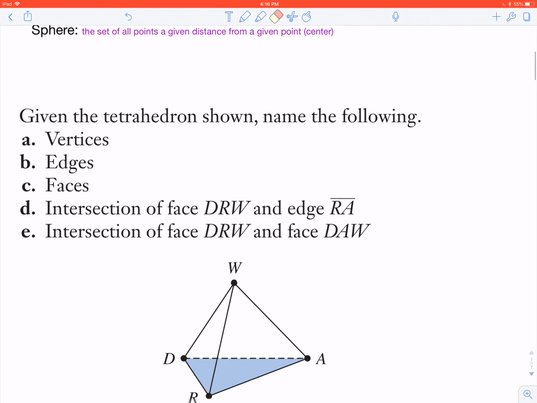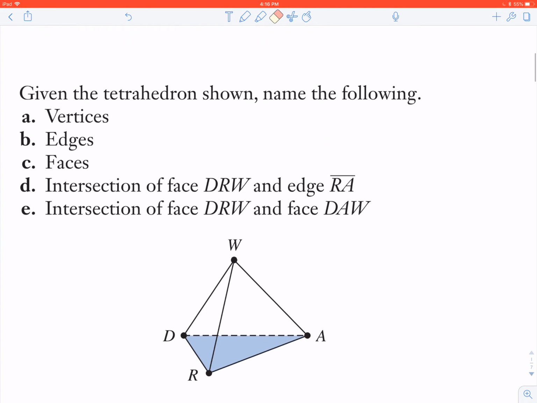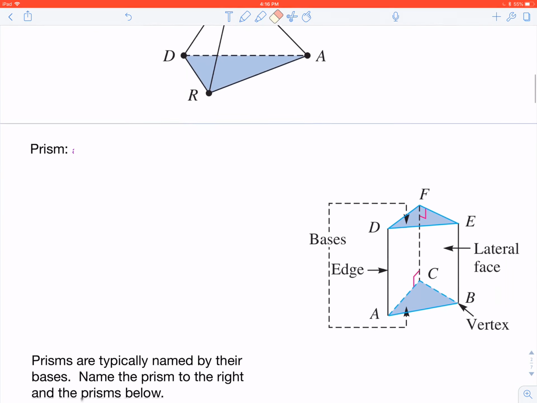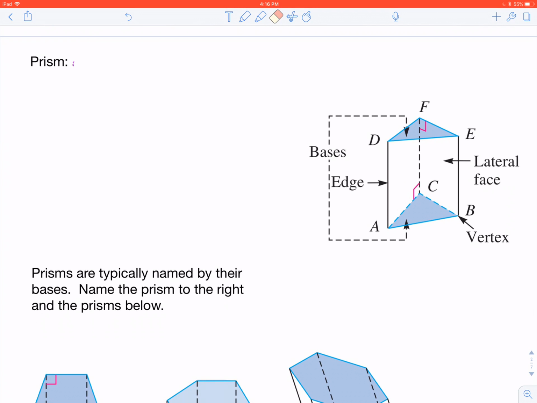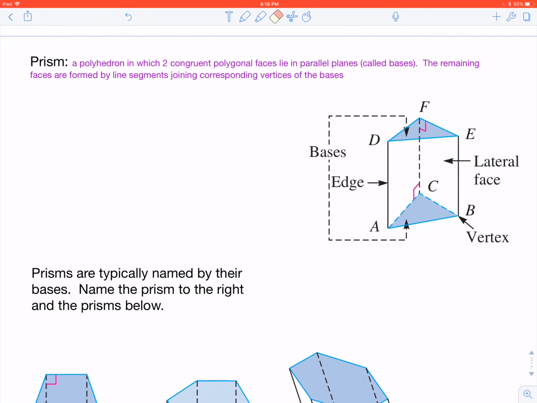Then if you'll go down, we're going to be working through these questions here during class. Go ahead and go down to the section that starts with prisms. And so we're looking here, the definition for prism is going to be a polyhedron, so all of those things that we just talked about, where two congruent polygonal faces lie in parallel planes.